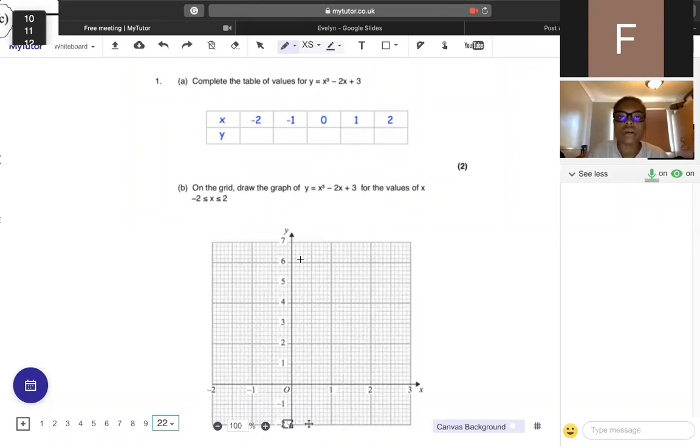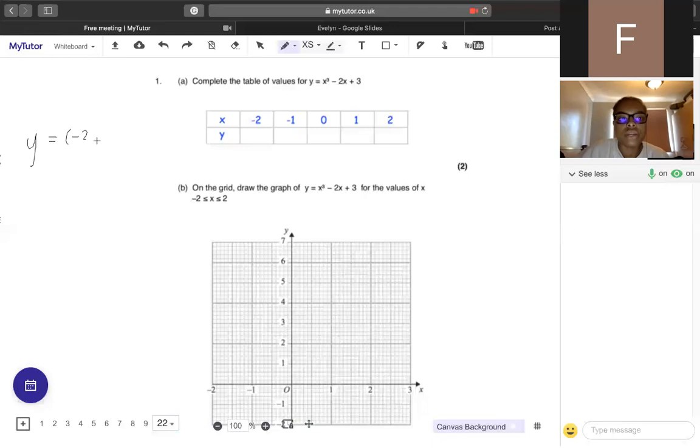So we've got a cubic equation, y equals x cubed minus 2x plus 3. What we have to do now is complete the table of values, and then once we've done that, we can draw the graph. So let's start with x equals minus 2. Let's substitute in x equals minus 2.